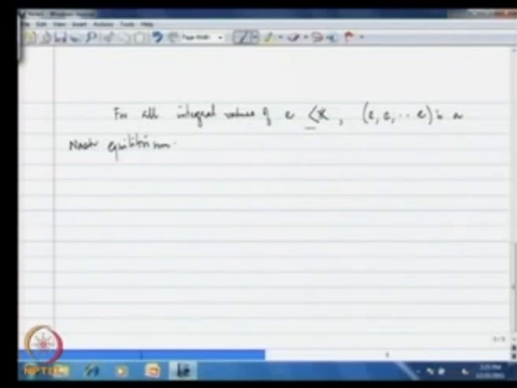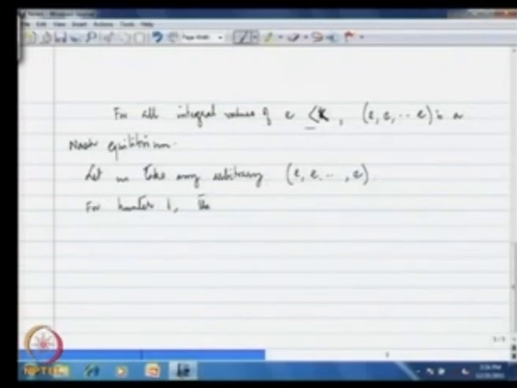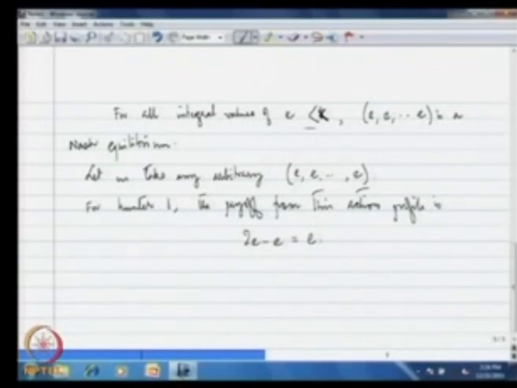And the reason for this is simple. Let us take any arbitrary such profile, this profile. Now, for hunter i, the payoff from this action profile is, what is the minimum of all e's? It is e itself. So, 2e minus his effort, which is again e, and which is e. So, this is the payoff that any hunter is getting from this action profile e.